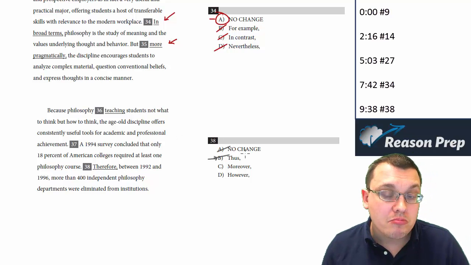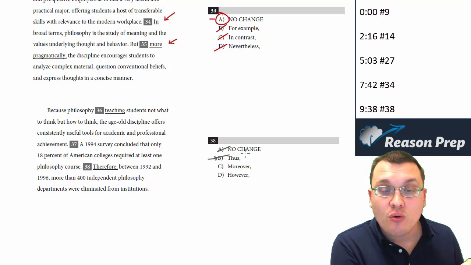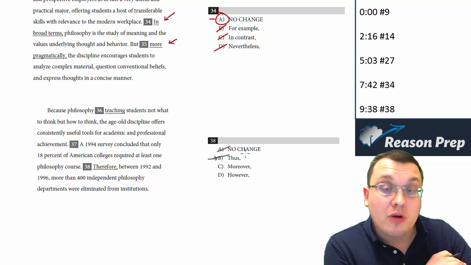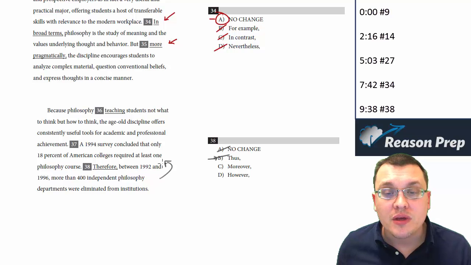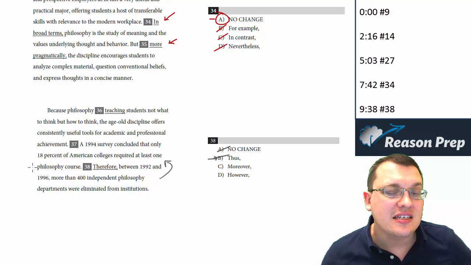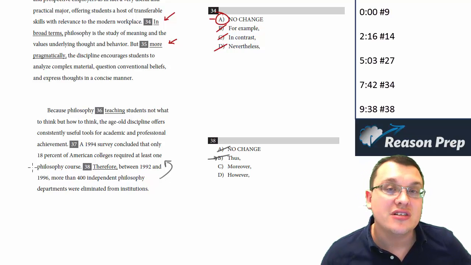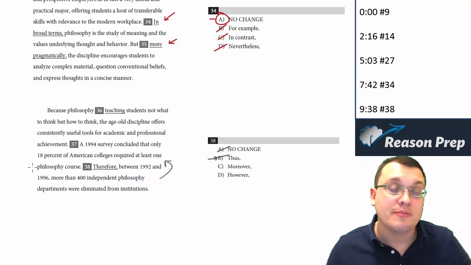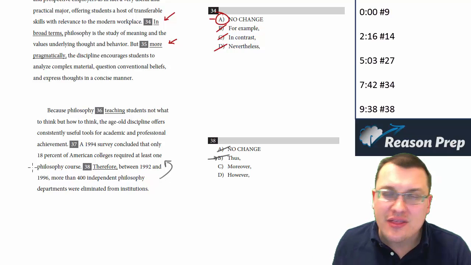What if it were just therefore by itself? How could you still get rid of therefore if it weren't coupled with thus? I think the major issue here is that it is not very clear how this would be the cause or the effect of this particular issue. Just because only 18% require a philosophy course, therefore they've been eliminated from institutions. That's not a very clear cause and effect relationship. You would need more evidence or more information to show how the lack of use of philosophy led to the cutting. I think that's the major issue.